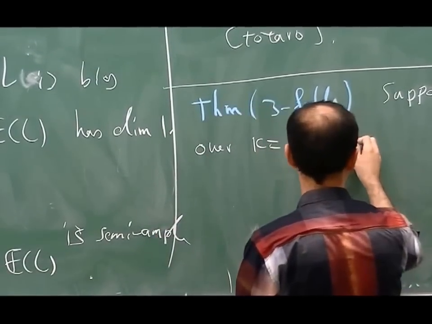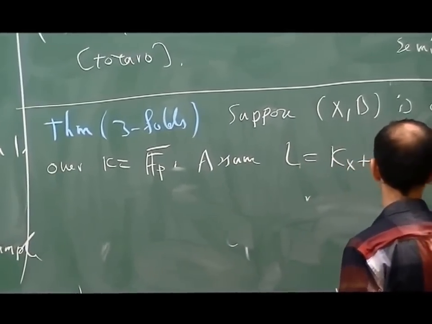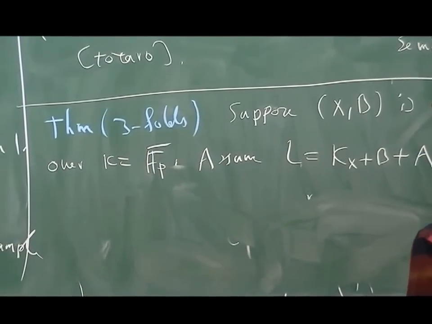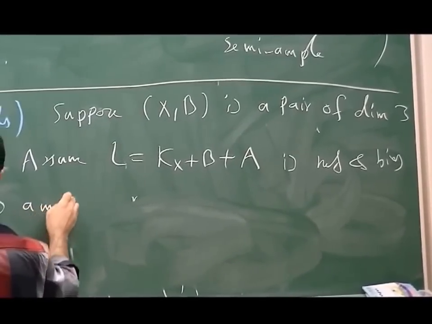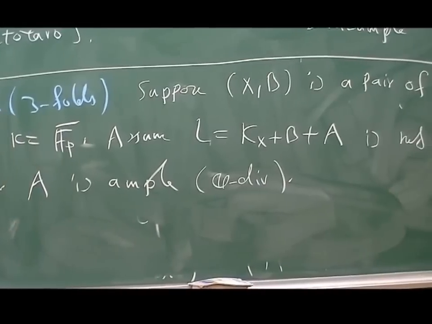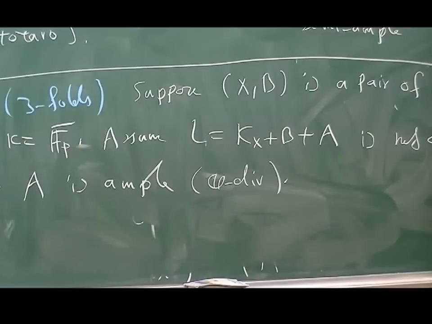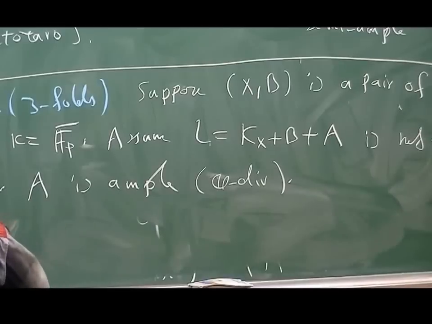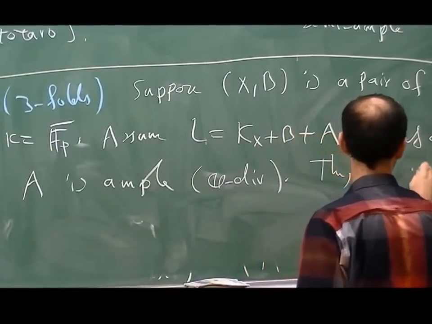Then now assume that L is equal to K_X plus B plus some ample divisor A, and suppose L is nef, where A is ample, but maybe just a Q-divisor, not necessarily a line bundle. Hopefully, if there is time, I will tell you why we consider this kind of divisor, but you have already seen in the previous lecture that to run the minimal model program on surfaces, we consider this kind of divisor, so it's also natural here. Then in this case, what we know is that L is semi-ample.